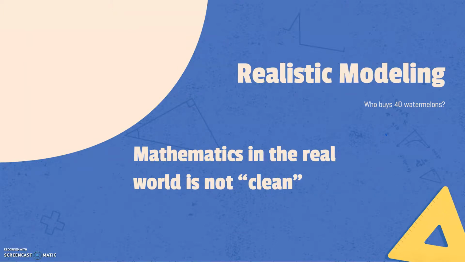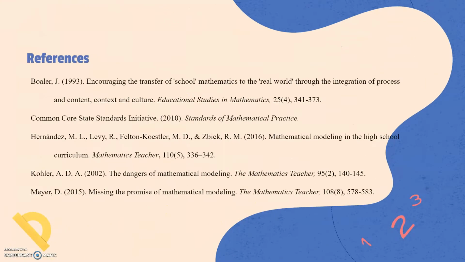So this leads to realistic modeling. So who actually buys 40 watermelons? No one. So mathematics in the real world is not as clean as we think, but that doesn't mean that our textbooks and other resources can't be used. So learners can use the textbooks and stuff to question validity of our context and explore more about it. We will not end up with clean and clear numbers in the real world, but using some of these tasks allows students to build the necessary skills to build up to these real world solutions.